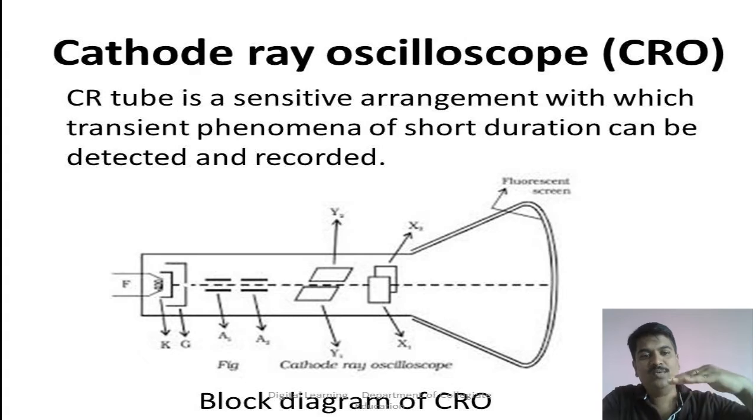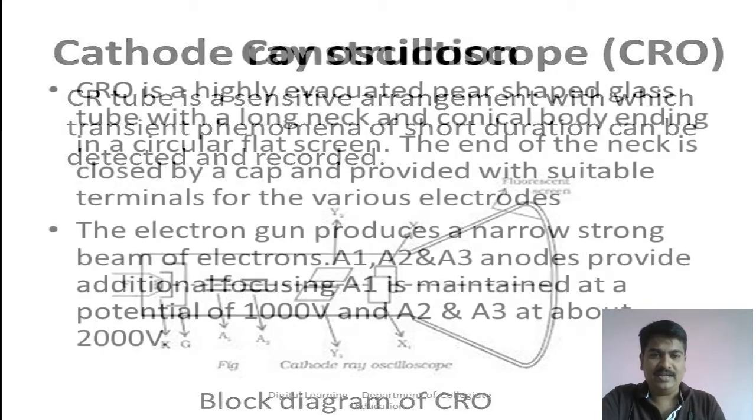Y plates are mounted horizontally and they produce a vertical electrostatic field and they deflect the electron beam in the vertical direction. So X plate deflects the electron beam in the horizontal direction and Y plate deflects the electron beam in the vertical direction. With the effect of these two plates, one horizontal and one vertical, the electron beam will move in a resultant direction.